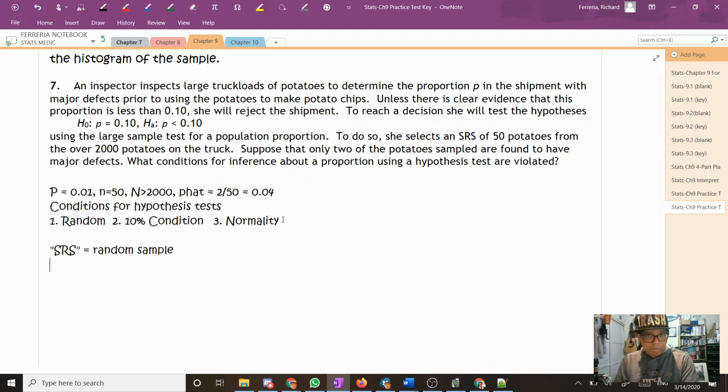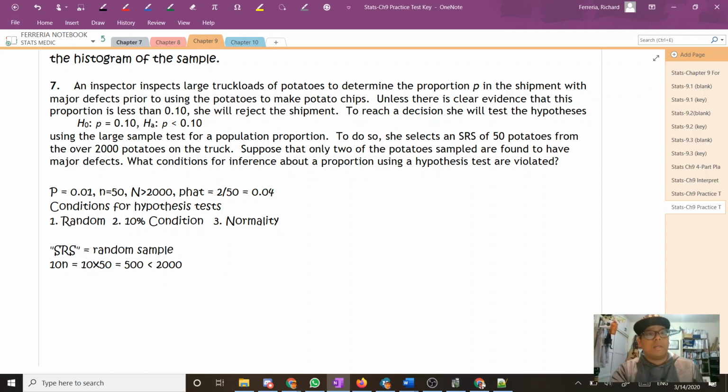10% condition. Ooh, did we violate the 10% condition? Let's see. For 10%, 10 times n, the sample size, would be 10 times 50, which is 500, which is less than 2,000, the minimum possible population size here. So no, we didn't violate the 10% condition. So the only thing we could have violated is normality.